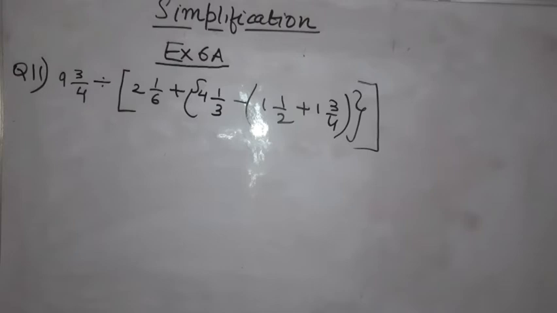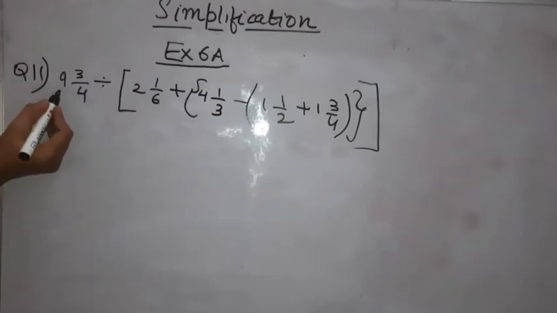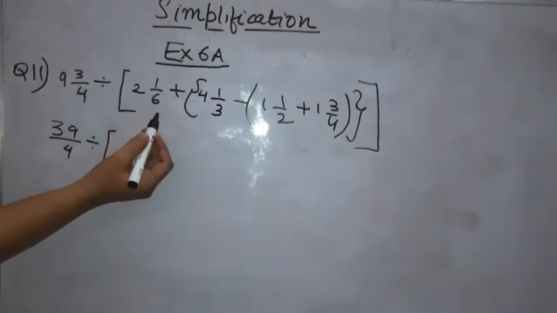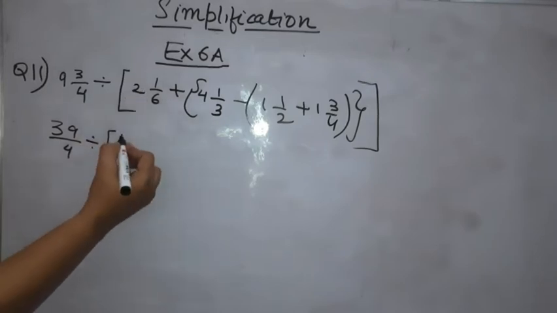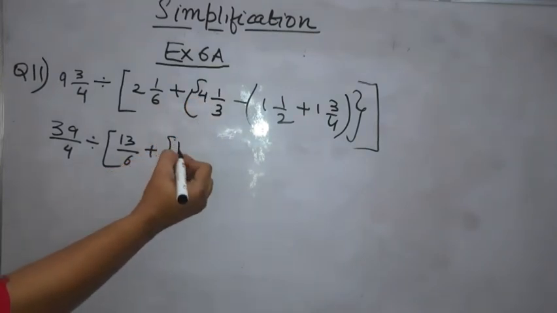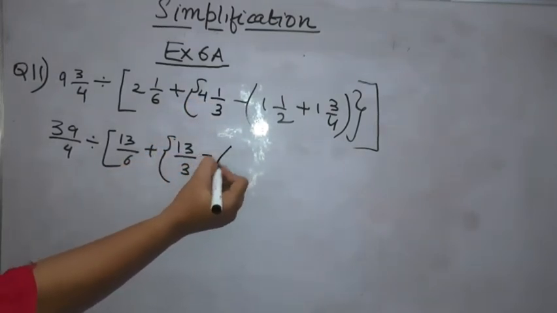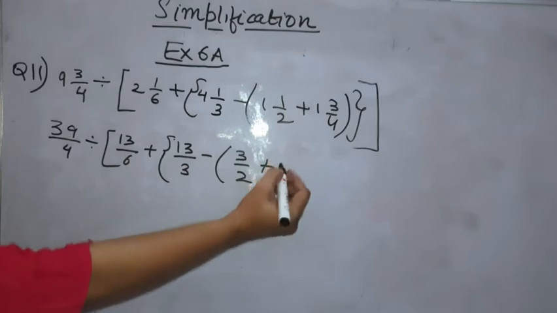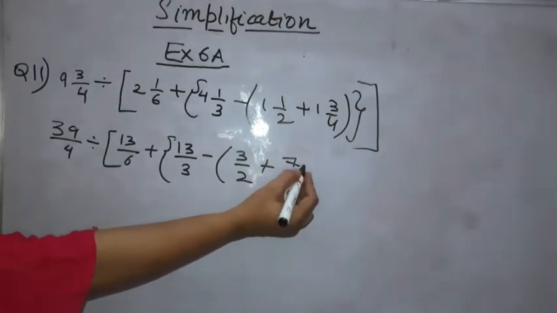Now what is the first step? The first step will be to convert all the mixed fractions into improper fractions so that you can solve the questions easily. Okay students, so let's begin. 4 9s are 36 and 36 plus 3, 39 upon 4. Now converting this one, 6 2s are 12, 12 plus 1, 13 upon 6. Converting this one, 3 4s are 12, 12 plus 1, 13 upon 3. 2 1s are 2, 2 plus 1, 3 by 2. 4 1s are 4, 4 plus 3, 7 upon 4.